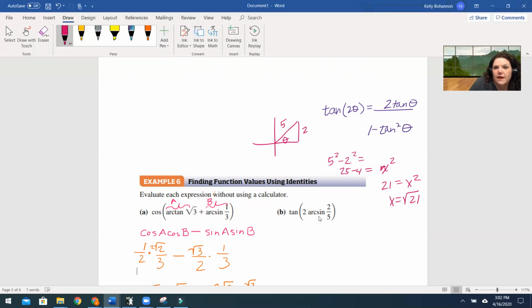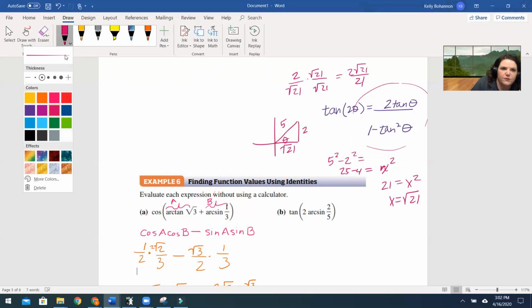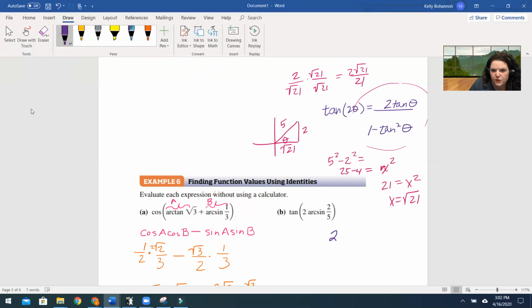So I am looking now, I'm going to go to here. Tangent is, 21 doesn't break down, by the way. So tangent of theta is 2 over square root 21, which means it has to be rationalized. So 2 over square root 21 times square root of 21 over square root 21 equals 2 square root 21 over 21. All right, so now I'm going to plug all of that into my formula. So I have 2 times 2 square root 21 over 21, over 1 minus 2 square root 21 over 21 squared.